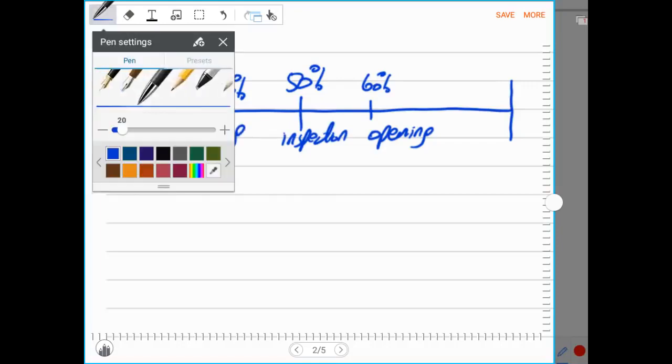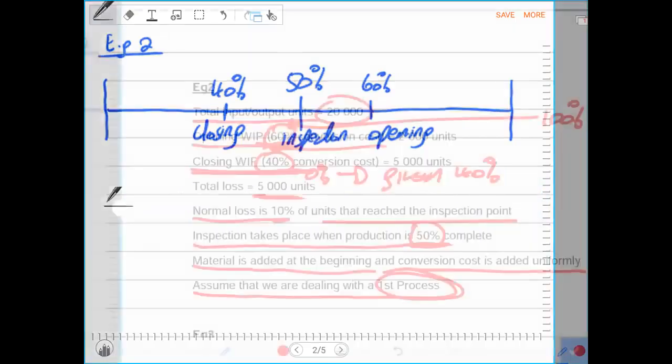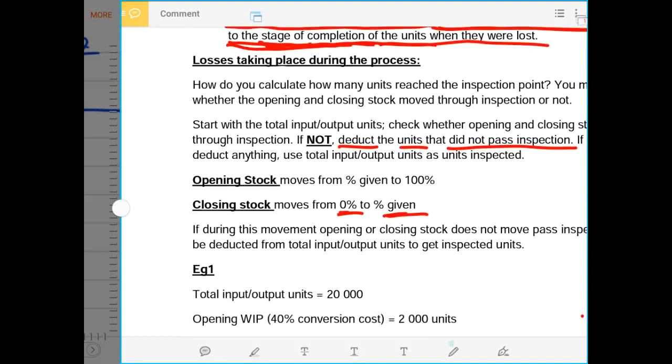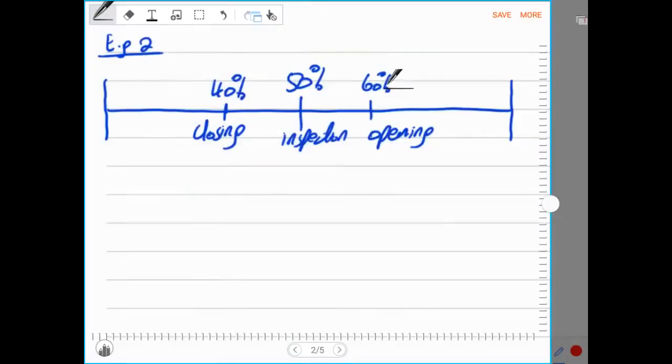Now, please don't forget what this exercise has been teaching us throughout: that opening moves from a given percentage up to 100%. Let us check how that is applicable in this case. Opening moves from a given percent. The given percent in terms of opening is 60%. It moves from a given percent up to 100%.